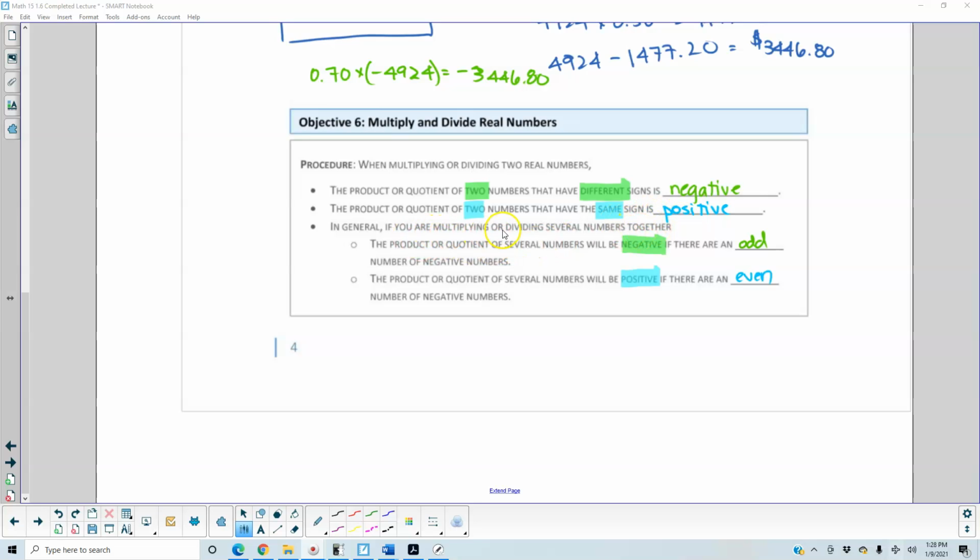In general, if you are multiplying or dividing several numbers together, the product or quotient of several numbers will be negative if there are an odd number of negative numbers. The product or quotient of several numbers will be positive if there are an even number of negative numbers.